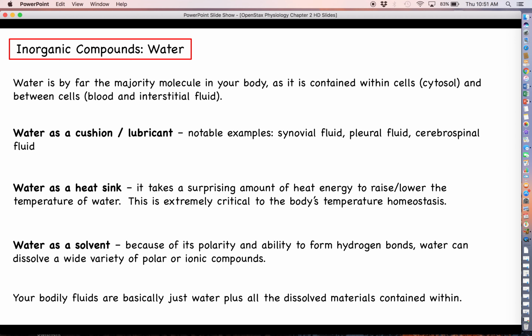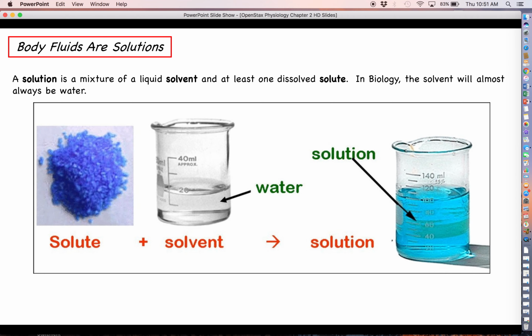If you think about this last point of water as a solvent, your bodily fluids, whether it's intracellular fluid or extracellular fluid, those fluids are basically just water plus all of the different materials that are dissolved in the water. So when we talk about something like that, we are referring to a solution. A solution is a mixture of a liquid solvent, in this case water. Water will always be your solvent in biology, and then at least one dissolved solute.